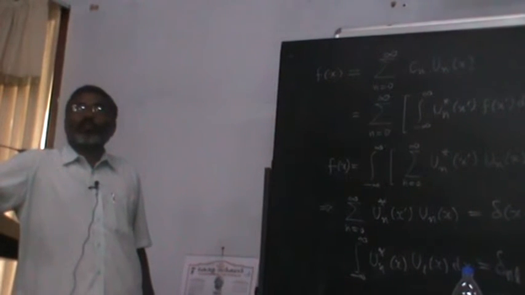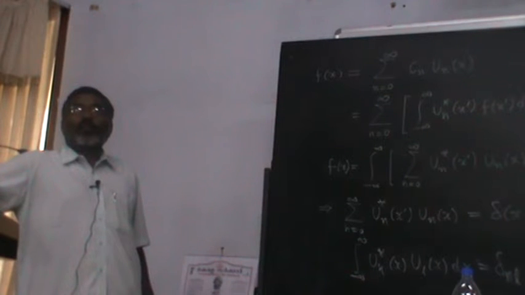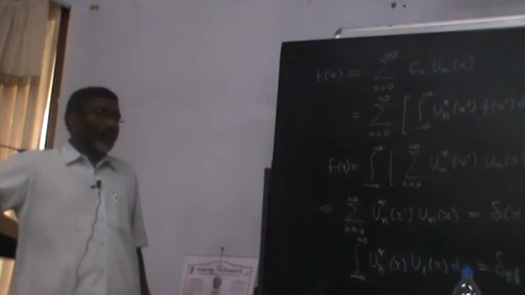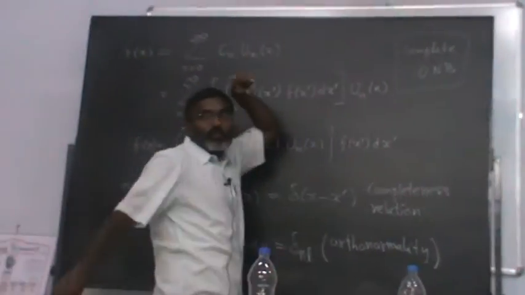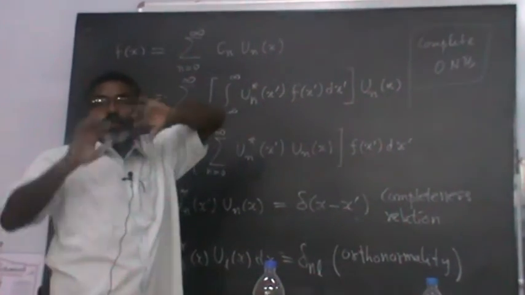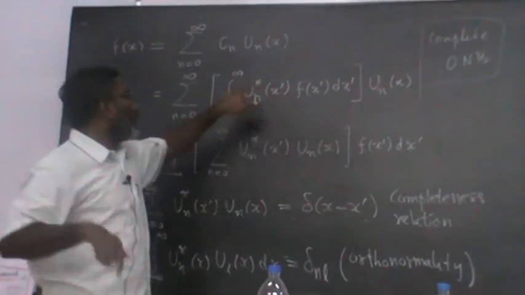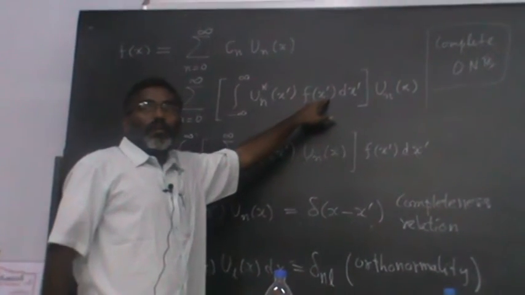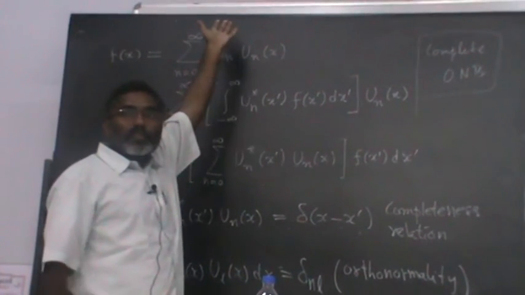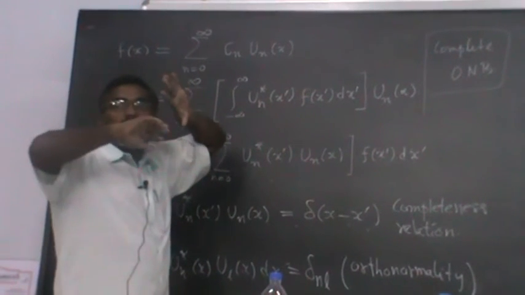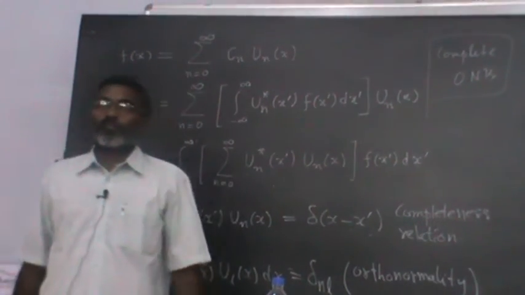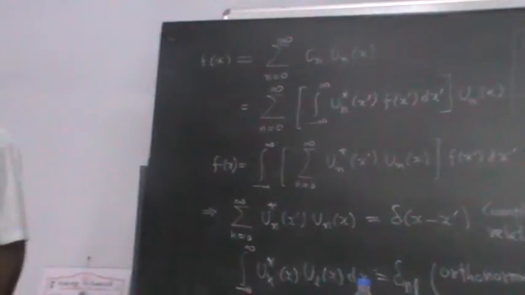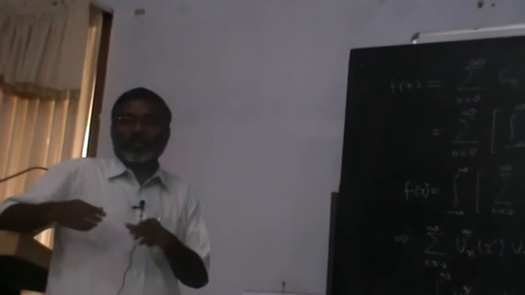The first equation, f of x can be equal only if it is infinite. The point I am trying to make is that Cn equal to this is true even if it is not equal. If you approximate it, the Cn will be this. But if you make it infinite, that convergence property will allow you to say that it is equal. So equality requires infinite basis elements.